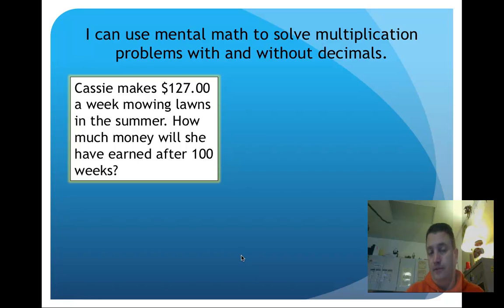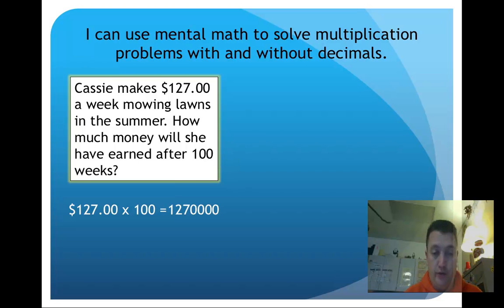So let's take a look at this one. Cassie makes $127 a week mowing lawns in the summer. Let's say that over several summers, she saved up her money. How much money would she have after 100 weeks? Okay, so here's my multiplication problem. I'm going to set it up the same way.